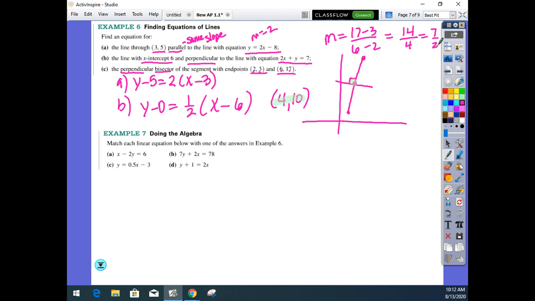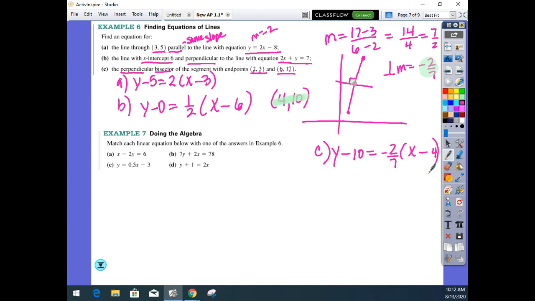So we get 7 halves, all right? But we want it perpendicular, so our perpendicular slope is the opposite reciprocal. So here's our slope, here's our point. So for letter C, y minus 10 equals negative 7 halves times x minus 4. Okay, there's example 6. Get what you need, then we're going to move on.